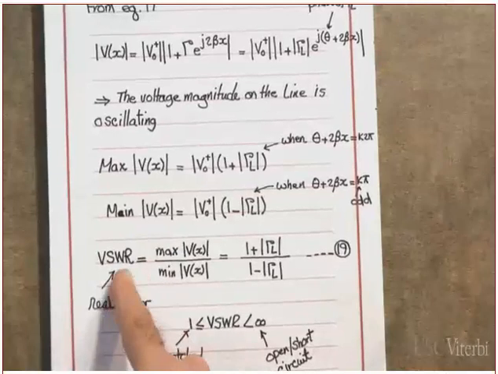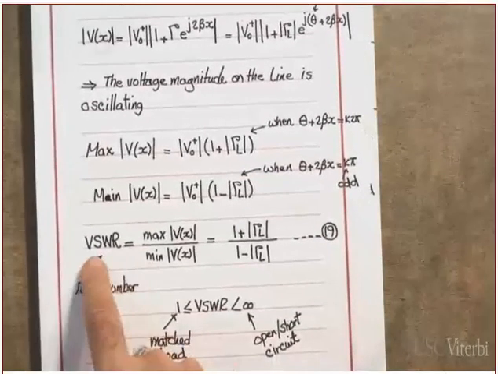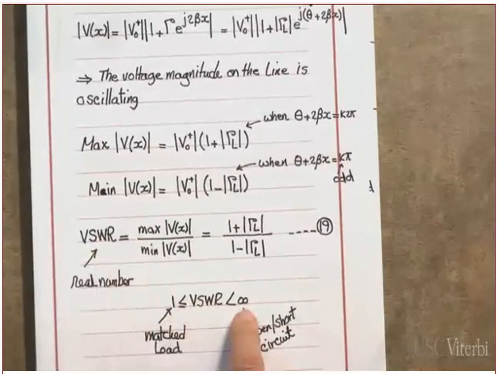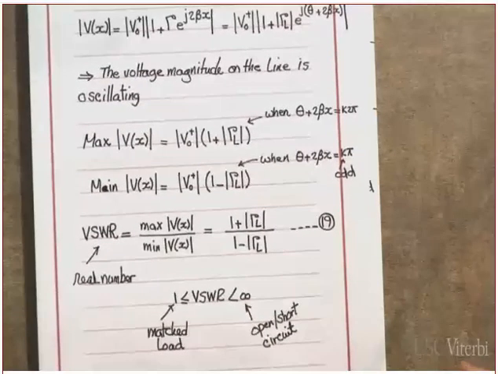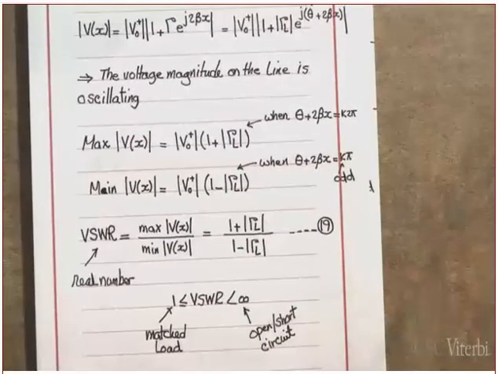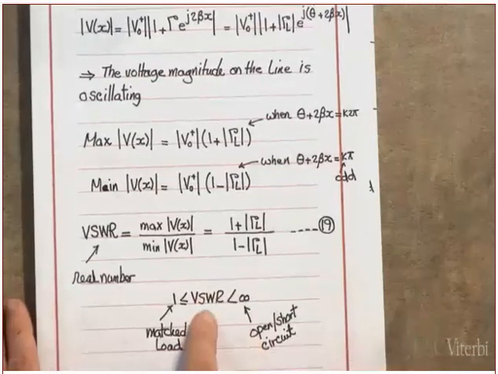Clear? What is the range of VSWR? The range of VSWR is from 1 to infinity. The smaller it is, the better. The better means that the load is pretty much matched to the line. Did you get this or not? If you get VSWR to be high, it means that the reflection is so high. Clear? Okay, good. I don't want you to forget this.